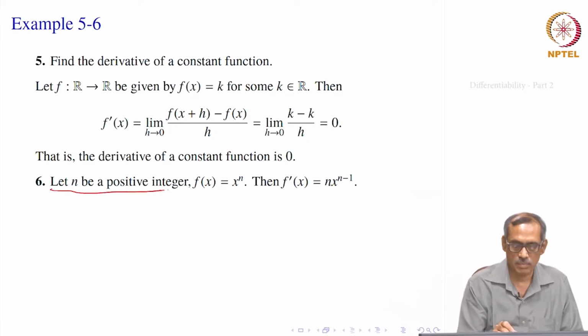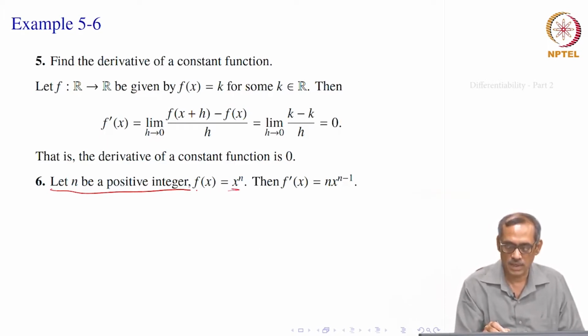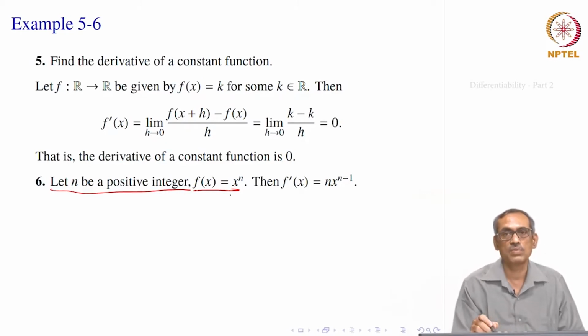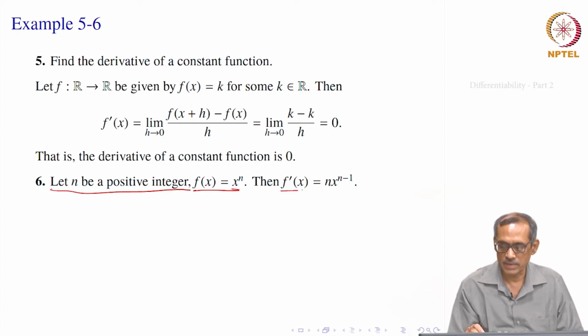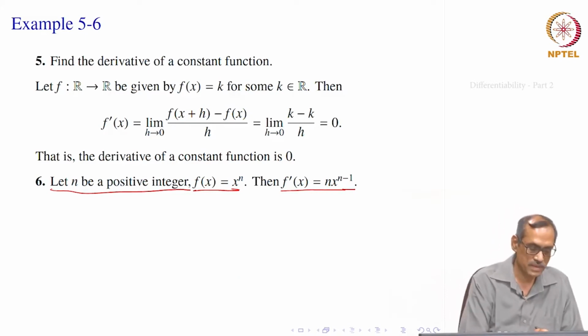Suppose n is given to be a positive integer, 1, 2, 3 or anything out of that, n is a natural number. Now, f of x equal to x to the power n is the power function that is defined throughout R, and we want to find what is its derivative at any x, and it is claimed that the derivative will be n into x to the power n minus 1. Now, how do we show it?